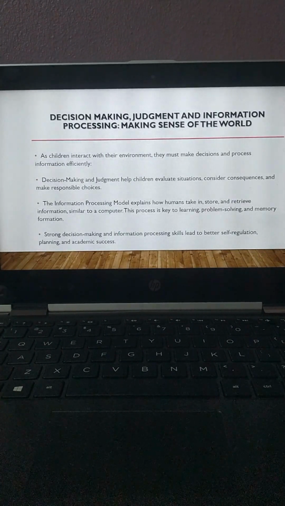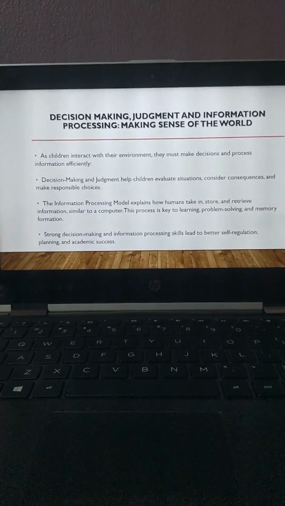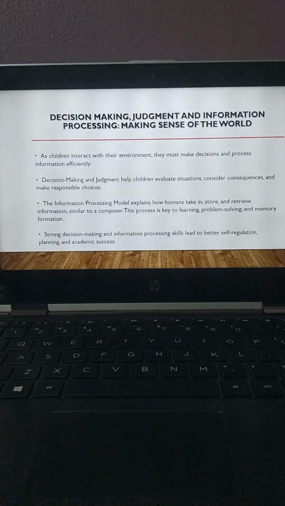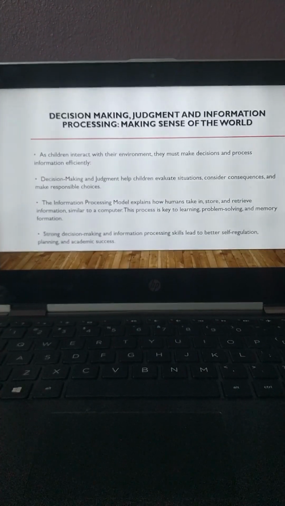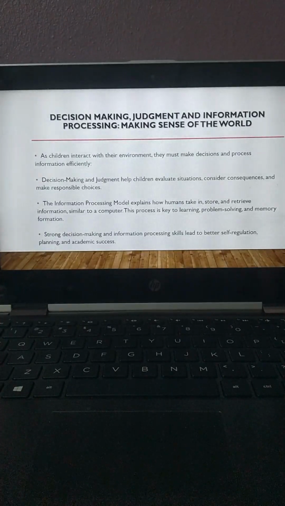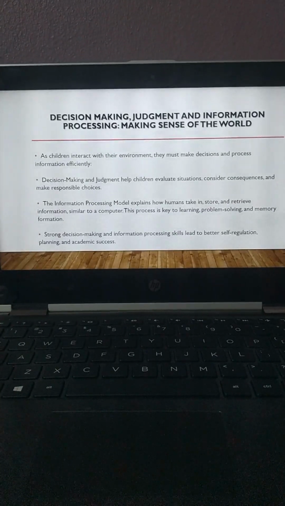As children interact with their environment, they make decisions and process information efficiently. Decision making helps children evaluate situations, consider consequences, and make reasonable choices. The information processing model is key to learning, problem solving, and memory formation. Strong decision making and information processing skills lead to better self control, planning, and academic success.